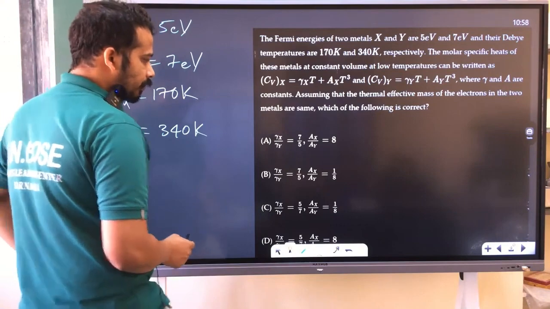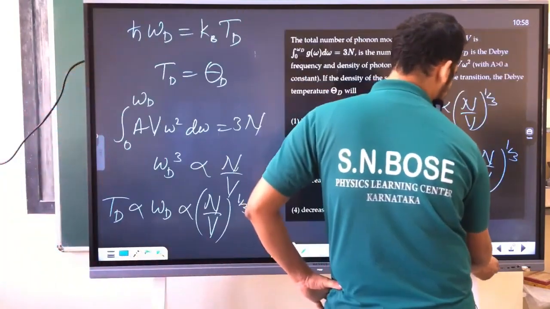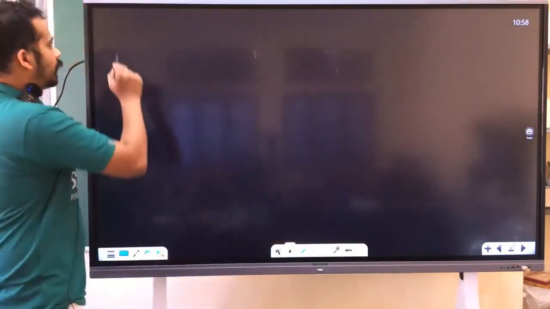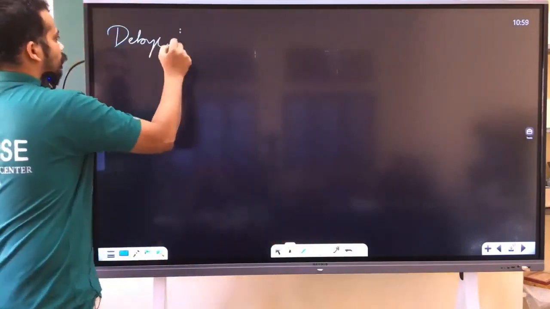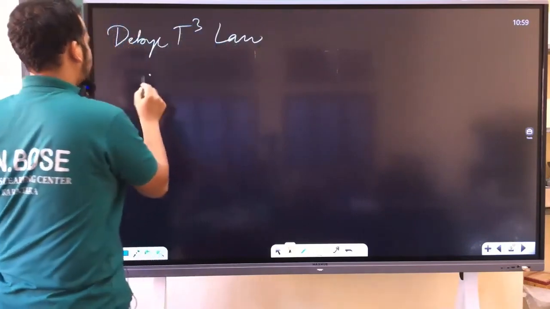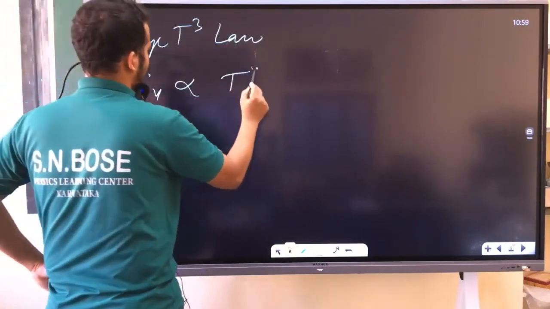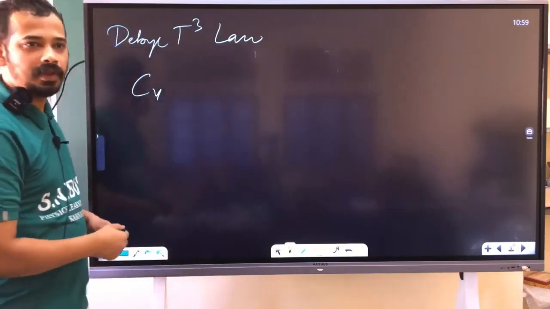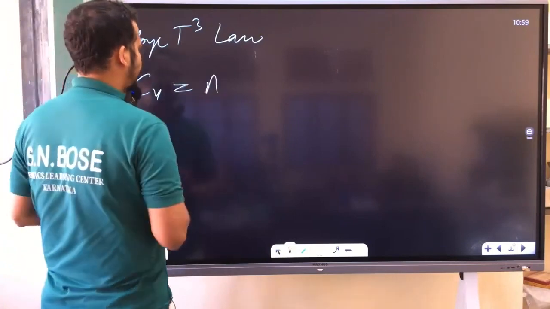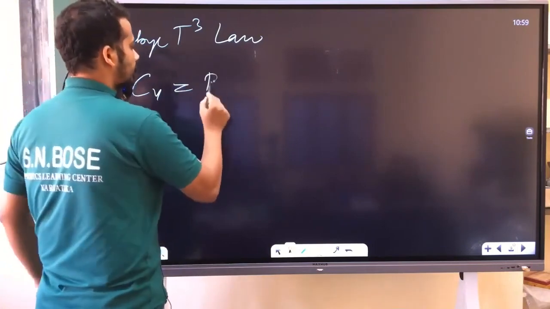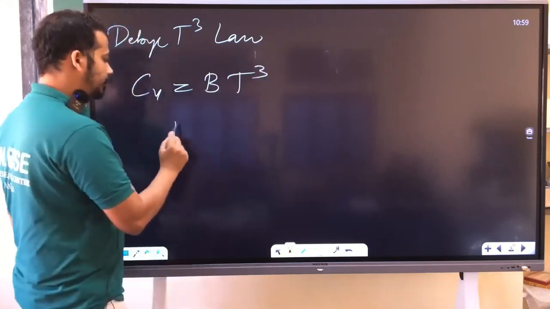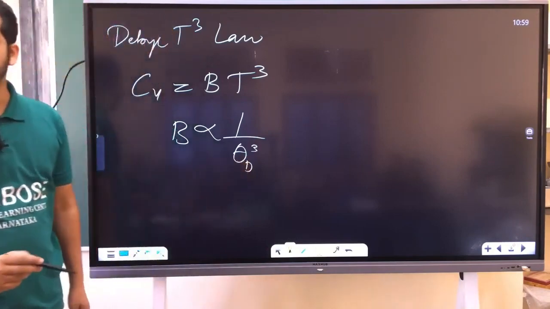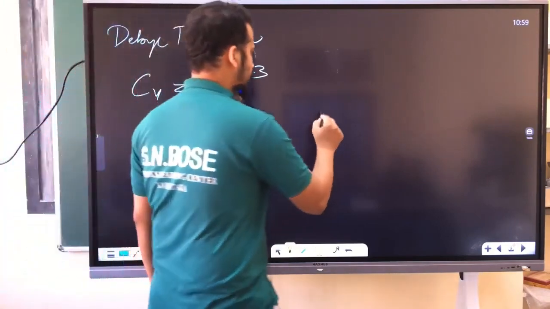The thing that I forgot to mention is, in the usual Debye theory, the Debye T cube law, the specific heat is proportional to T cube. But that's not sufficient. I need to know what these constants are. We usually write B T cube. What is this B proportional to? I hope this is proportional to theta D cube.